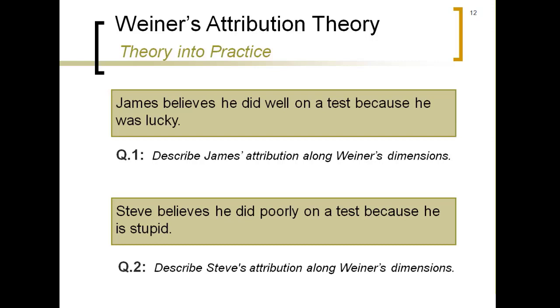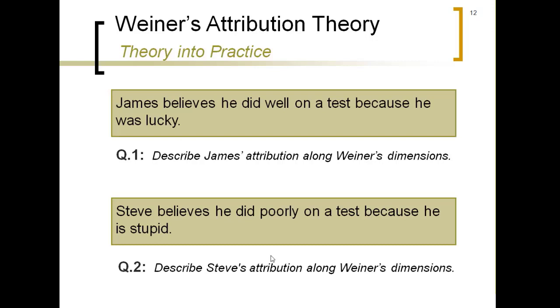So a few example questions here. James believes he did well on a test because he was lucky. Okay? Well, he's probably happy that he did well on the test. But if he feels like it was luck that determined his grade, luck is external, first of all. You don't control luck. If you believe in luck, luck is external. Also, it's unstable. We know that sometimes you feel lucky and sometimes you feel unlucky, so it's probably unstable and probably uncontrollable. You can't make yourself be lucky.